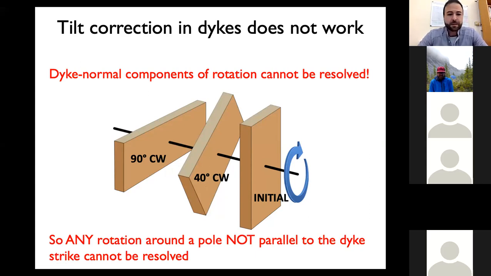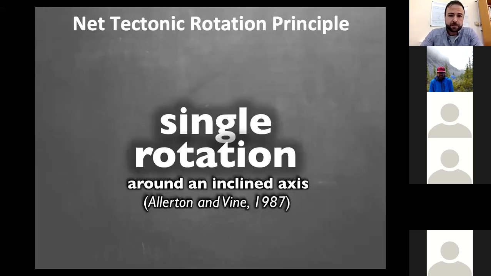In other words, a dyke-parallel rotation is pretty much a big coincidence. So we imply that every rotation is most of the time not parallel to the strike, then we can conclude that applying this to dykes can always, or 99.9% of the time, introduce an error. Okay, so how do we overcome this problem? The alternative method that was introduced by Allerton and Vine in 1987 is called the net tectonic rotation.